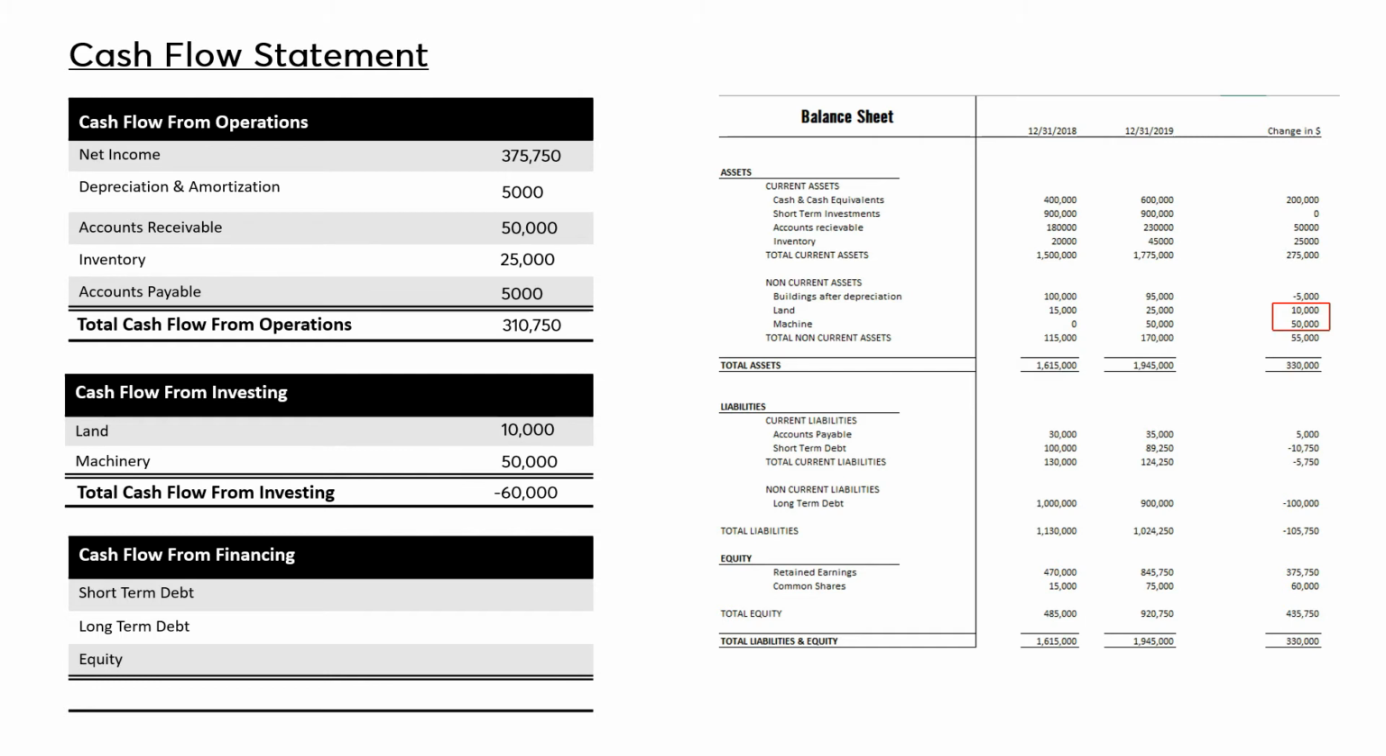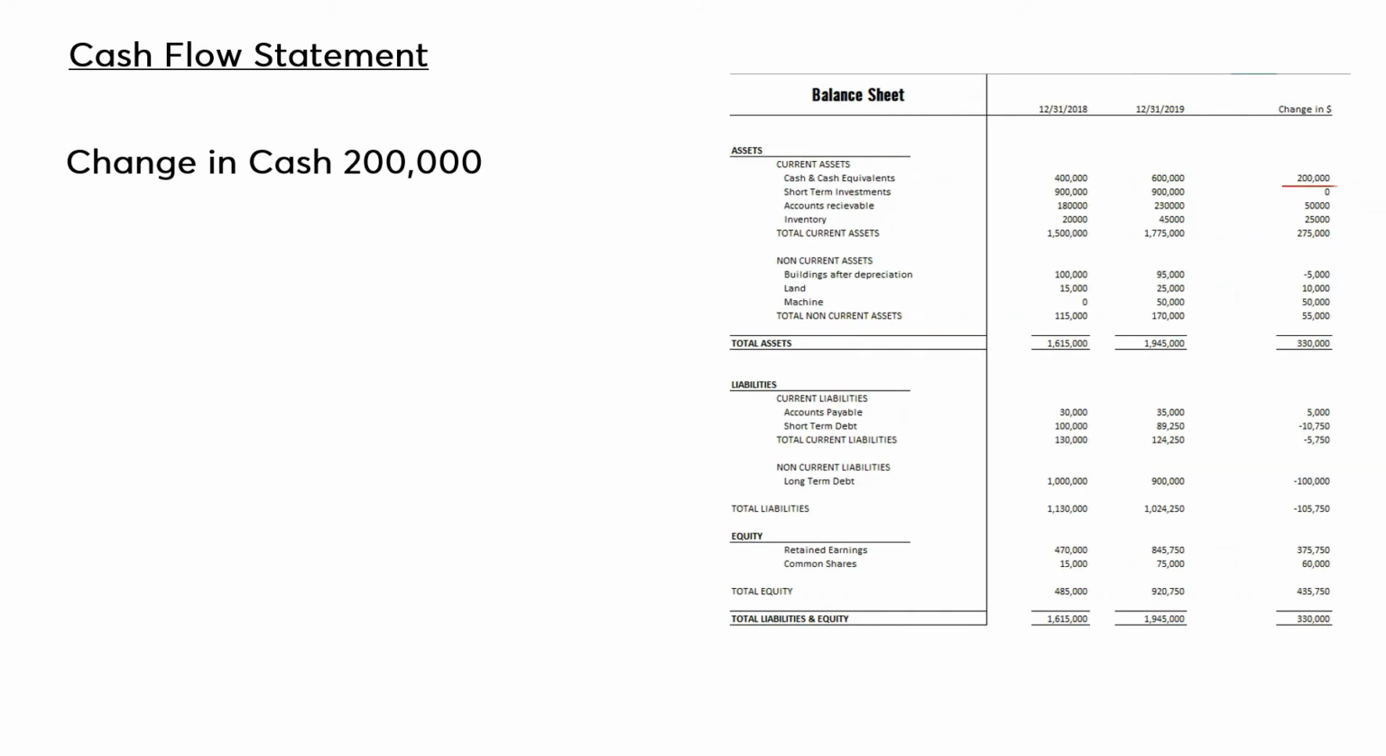From the balance sheet, short-term debt decreased from $100,000 to $89,250, which means the company paid off $10,750. Similarly, long-term debt reduced by $100,000. Hence, both short-term debt and long-term debt are subtracted. The company during the same period generated an extra $60,000 by selling more shares. Hence, equity of $60,000 is added. Summing up, we have cash flow from financing, which is a negative $50,750.